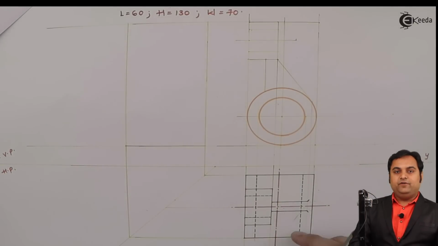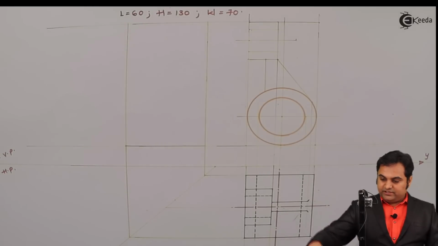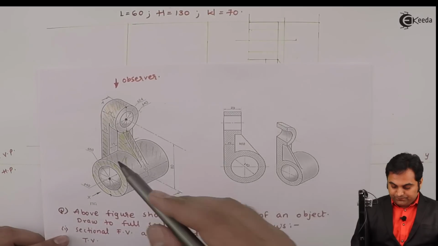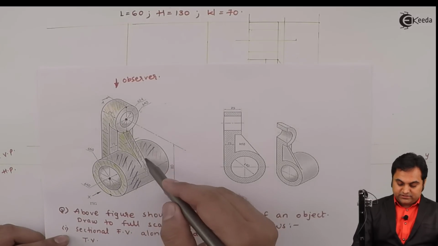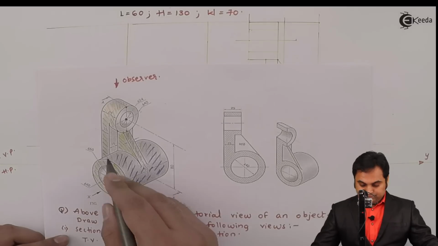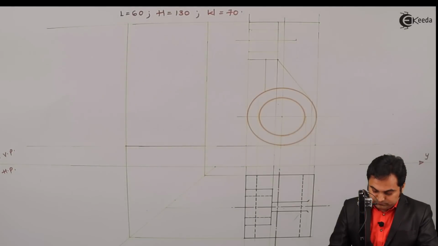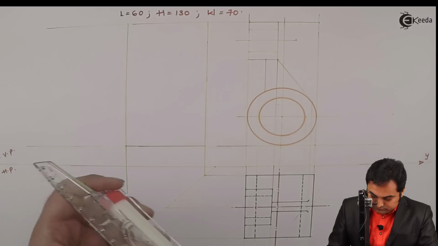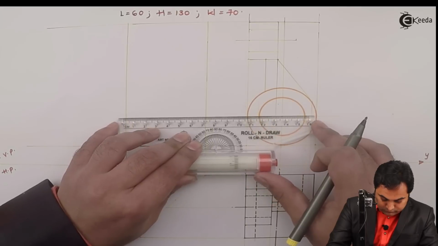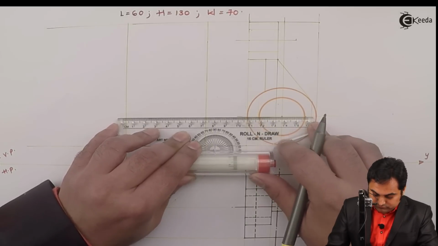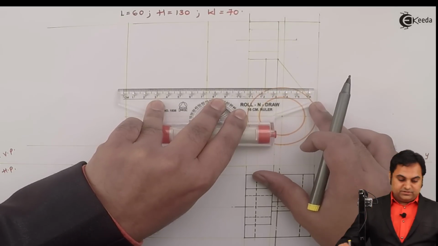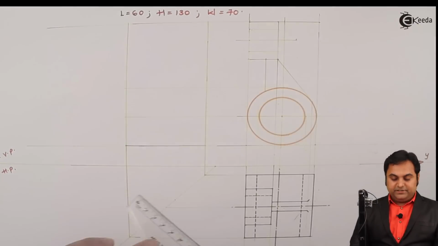Now going to the side view. When I am looking from side, the first thing that is visible to me is this cylinder. That is, when I am looking from the right hand side, the cylinder is seen having width 70 and its height is corresponding to its diameter, which is 60 mm. So height I can get it easily from the front view. This is the height. Next, the cylinder will be seen completely as a rectangle.